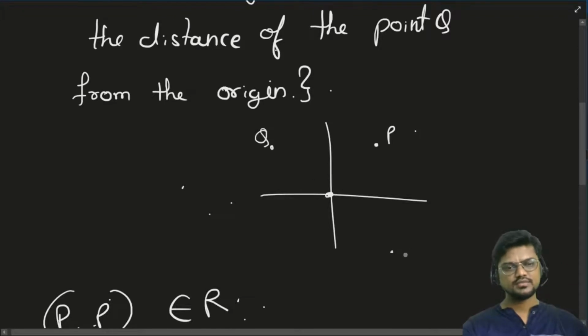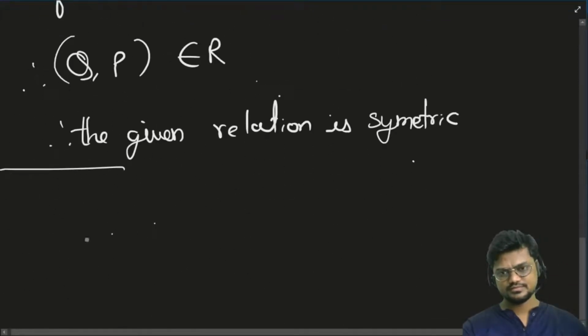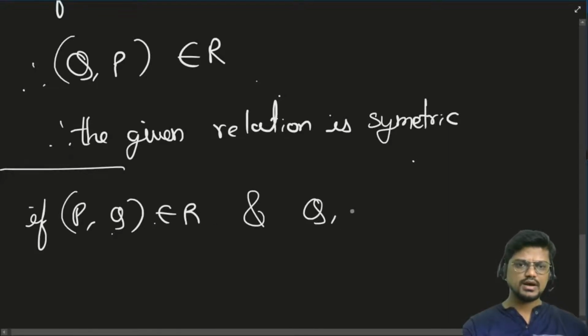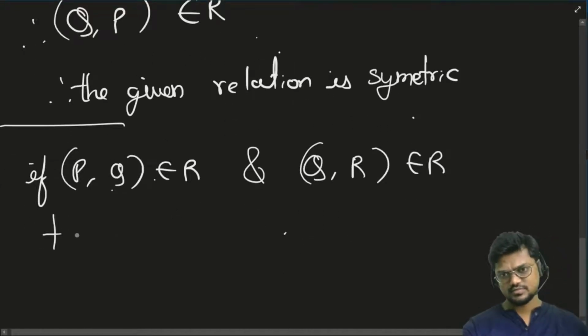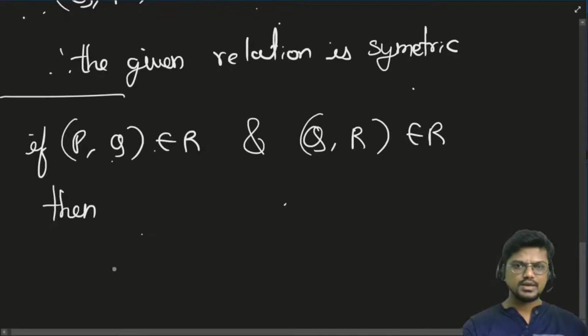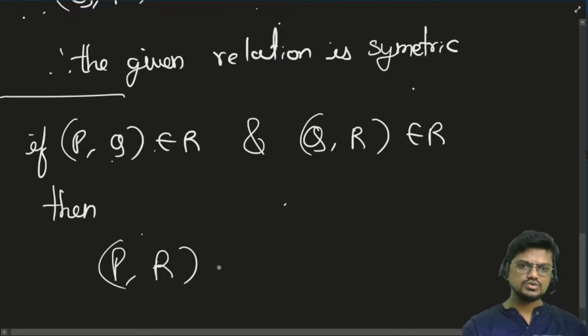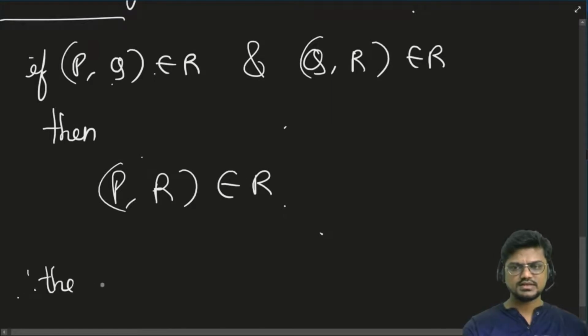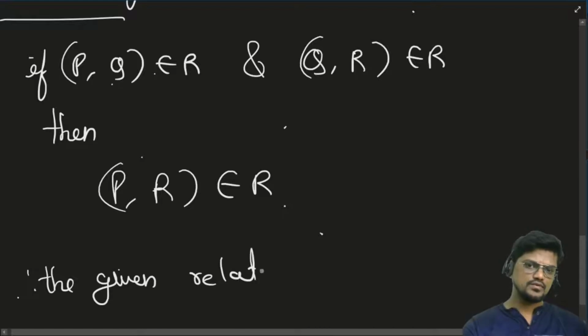So what I can write is, if P comma Q belongs to the relation and Q comma R belongs to the relation, then P comma R belongs to the relation. Therefore, the given relation is transitive.